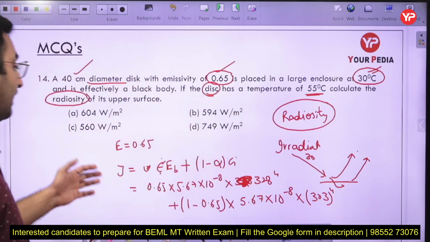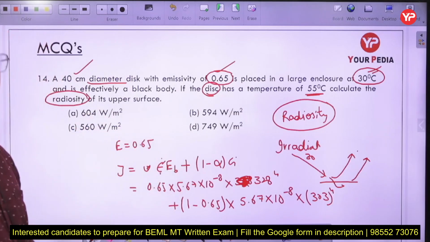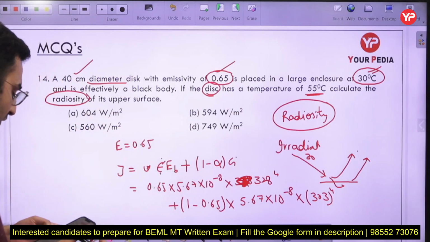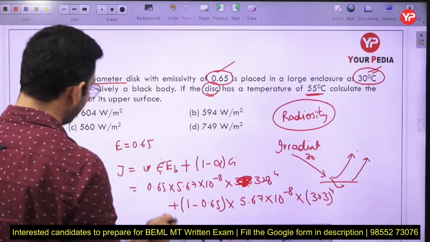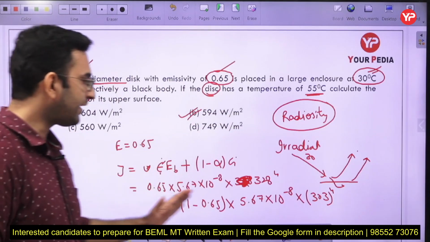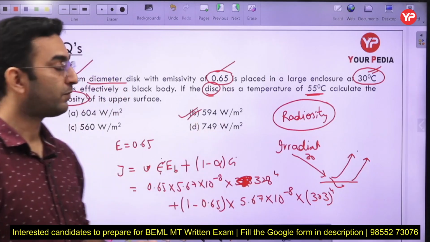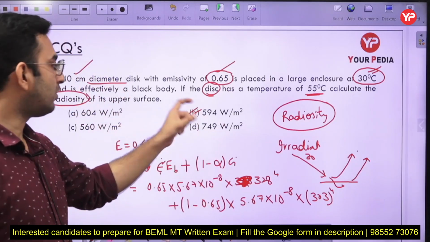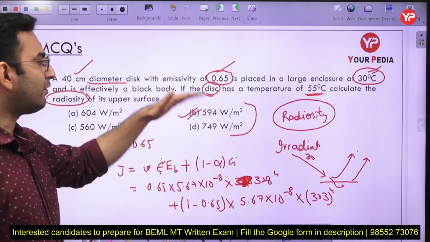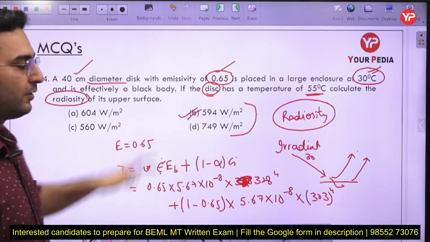Now you have to solve the entire expression to get the value of the radiosity. In this case you are going to get the answer as 593.84, so it will be around 594. Okay, so just solve this entire expression and you are going to get the answer. You can solve this question in the exam because there is a wide variation in the options here.